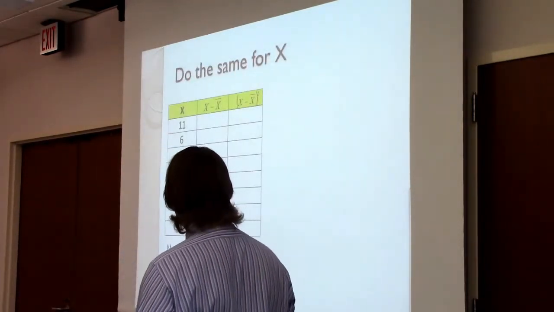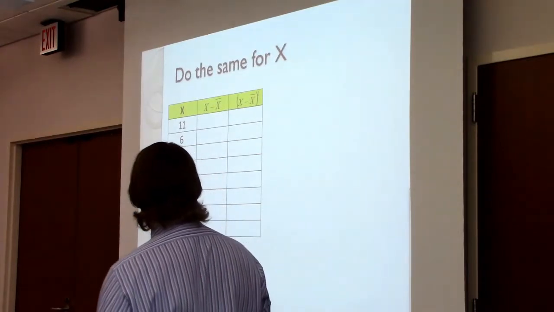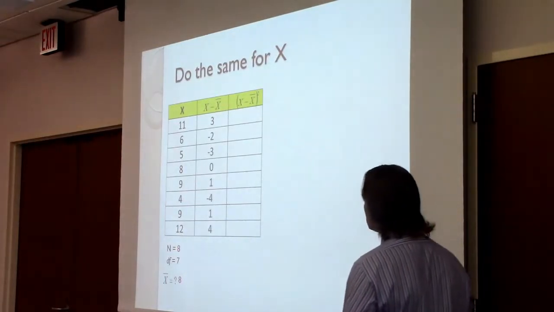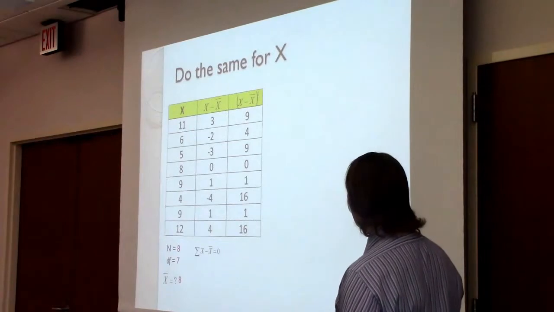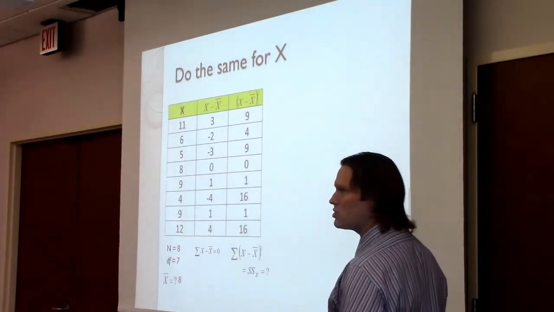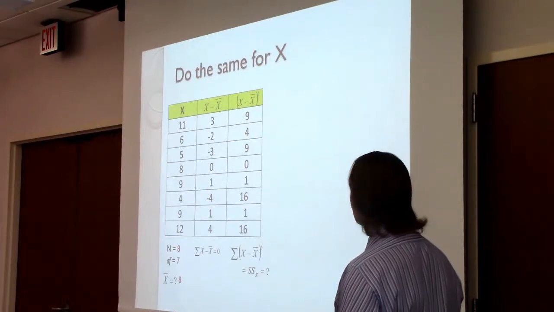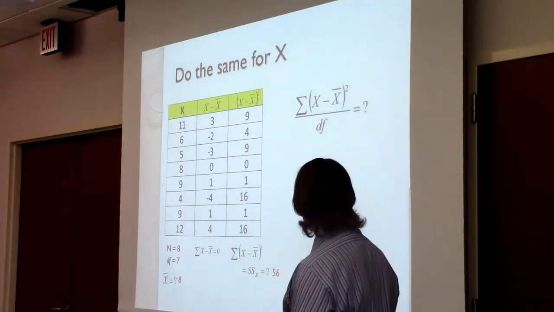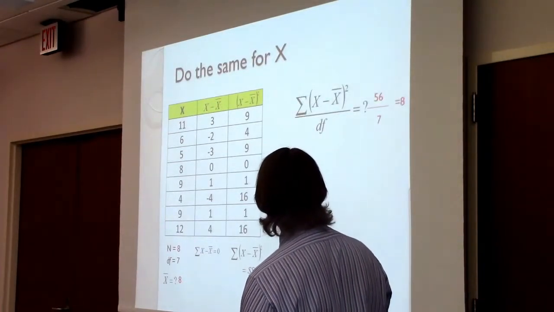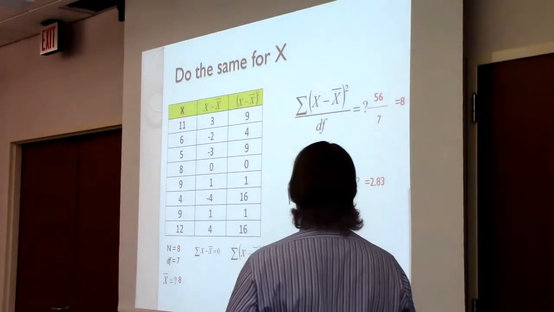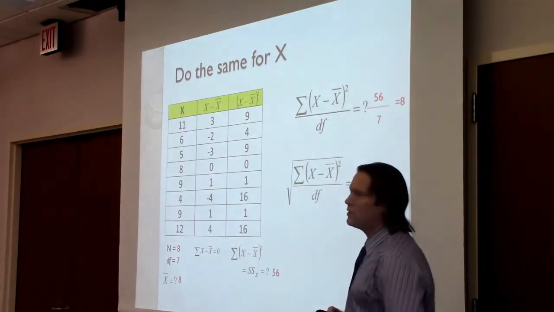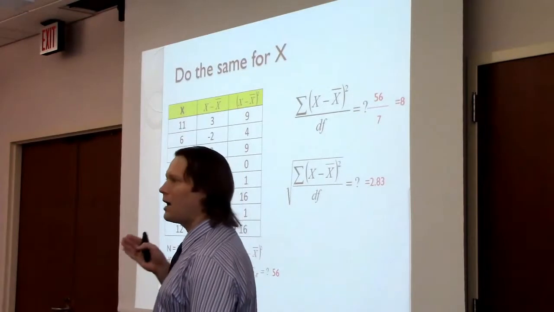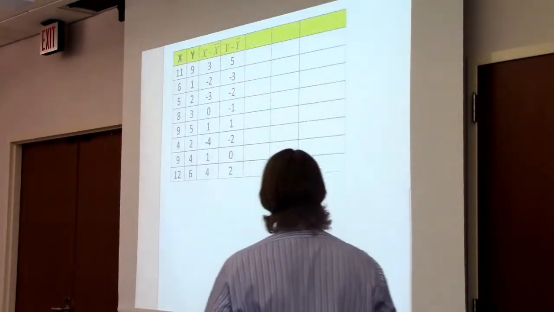If I go back and I do the same thing for x, I still have an n of 8. I still have a mean, and this time the mean is 8. I do my mean differences. I square them. I get SS of x, or the sum of squared differences, sum of squares of x. Remember, those squares are built off of the differences. In this case, it's 56. So then my variance is 8, and my standard deviation is 2.83. Great. For a two-variable system, all I've done so far is look at each variable one at a time by itself. Now let's put it together.